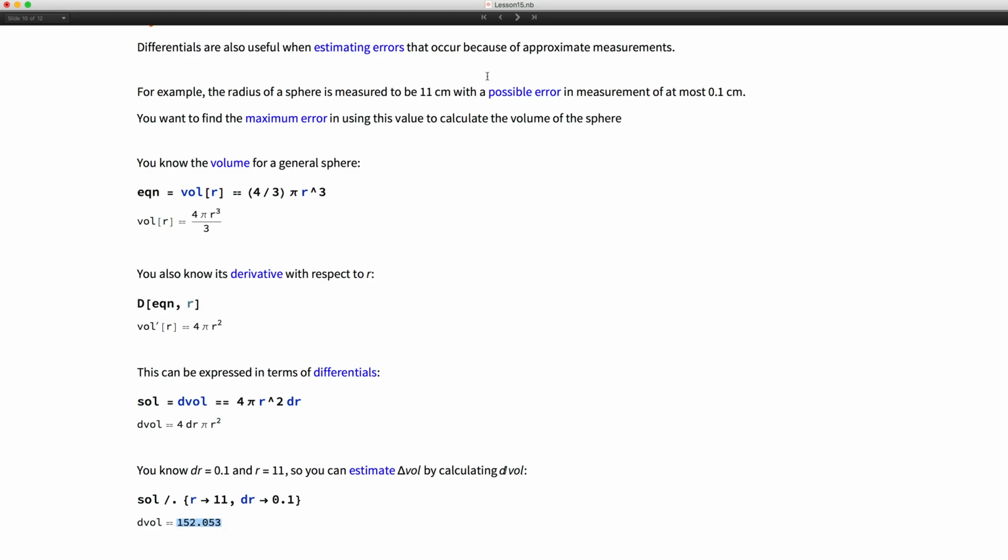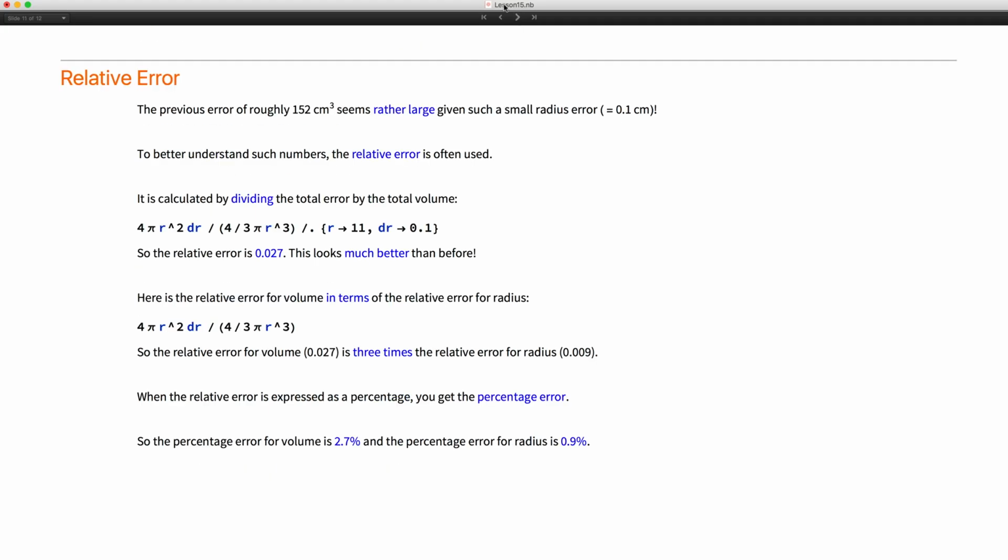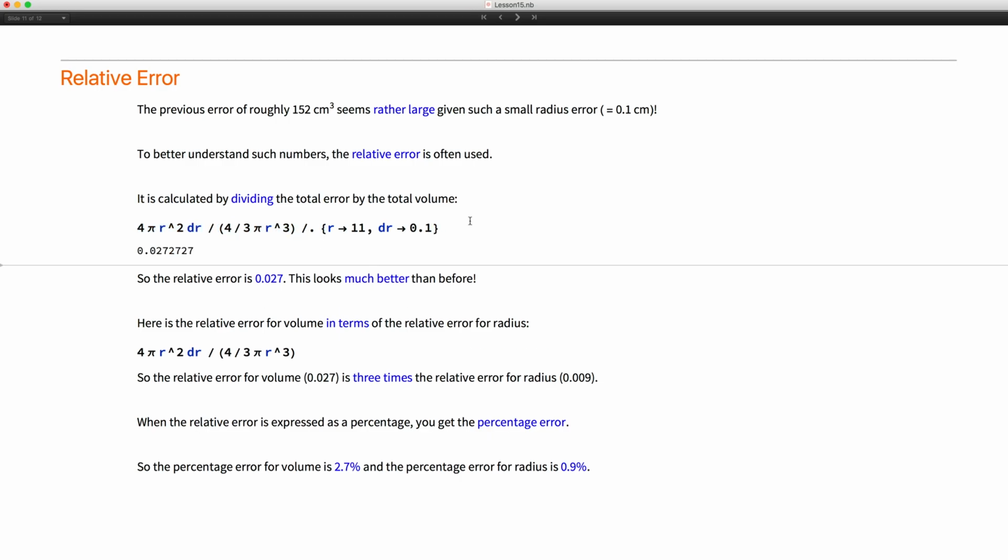Now, that looks like a huge number. So the question is, why is it so large? Well, the point is that you really need to talk about the relative error to understand what's happening. The relative error is the error divided by the actual volume, and that is just 0.027. So of course things look much better than they did before.